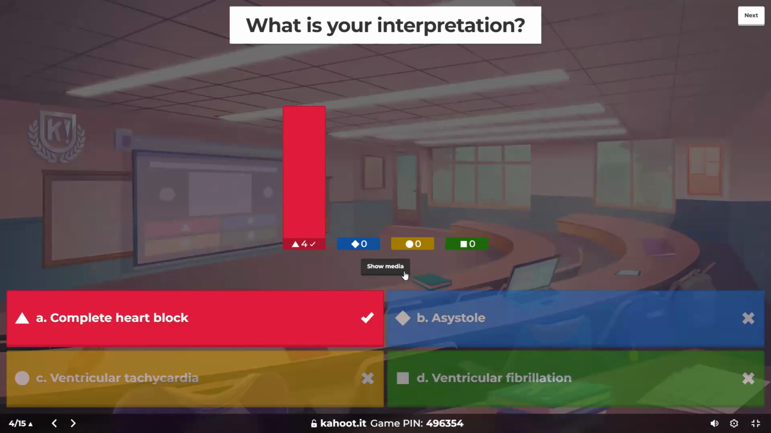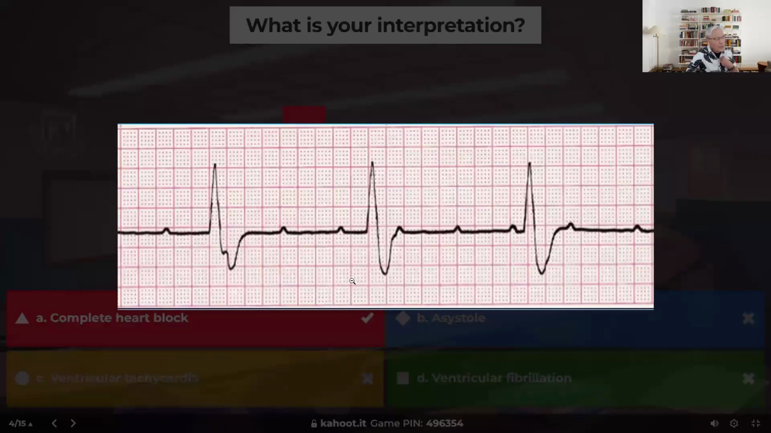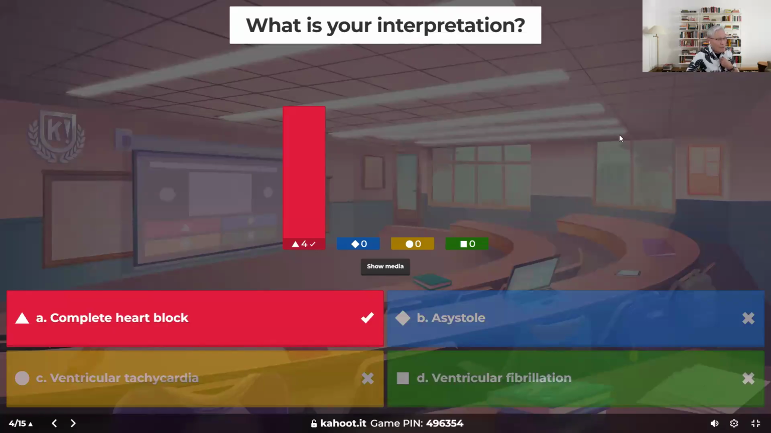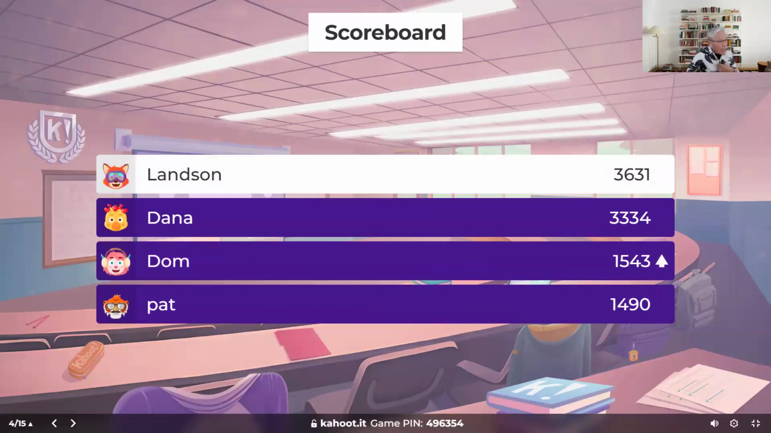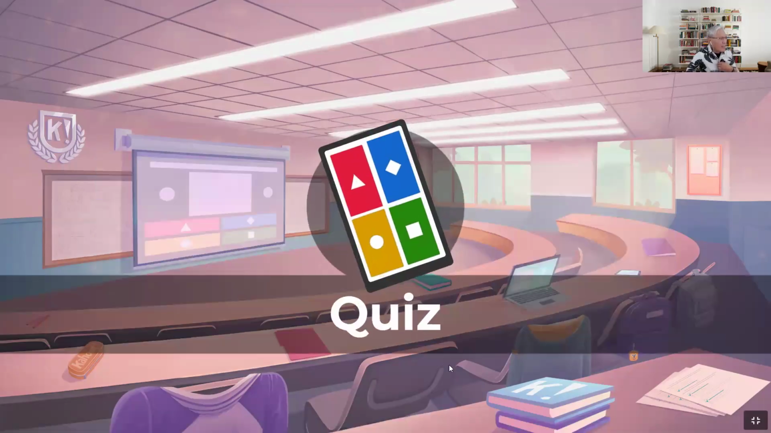Okay, everybody got that. I am so excited. The reason you got that is you saw P waves without any partners. And we said that anytime we have P waves without a partner, that means to say that there is an AV block. Congratulations to Lanson again and Dana, runner-up.